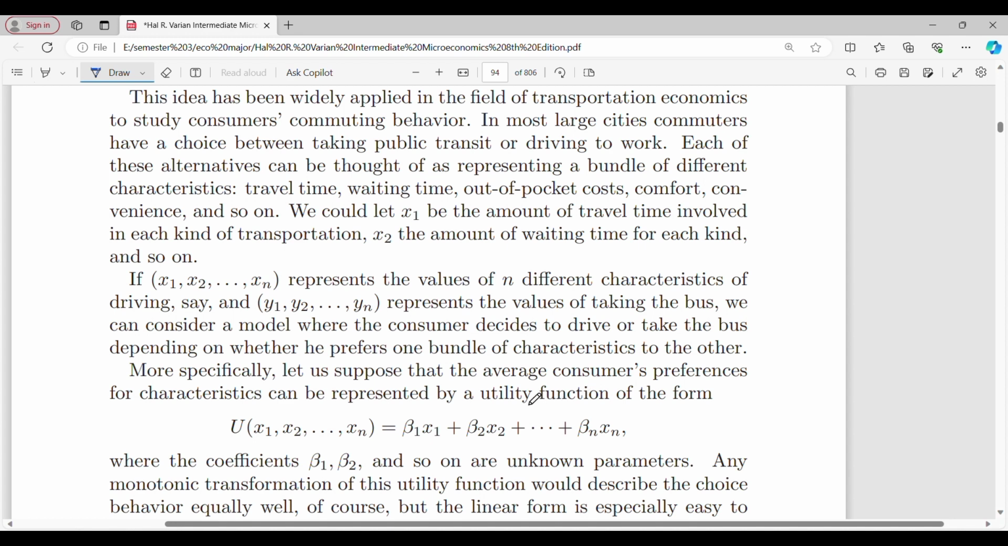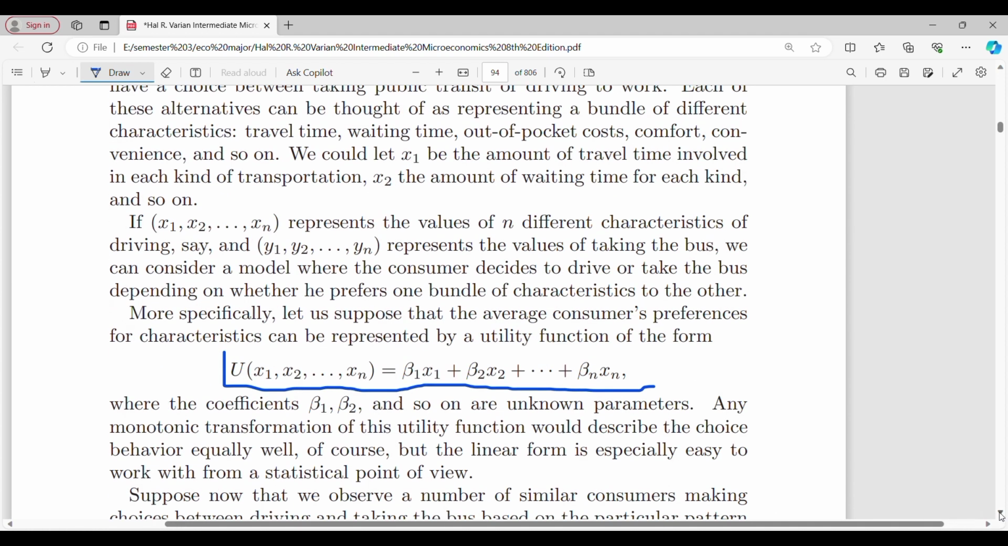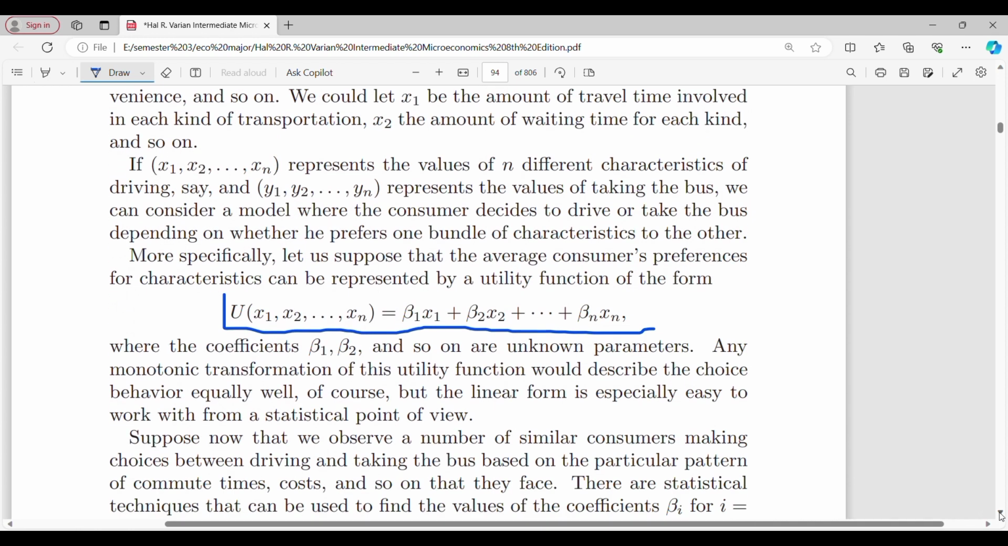So more specifically, let us suppose that the average consumer's preference for characteristics can be represented by a utility function of the form shown here. So the coefficients beta 1, beta 2 and so on are unknown parameters. Any monotonic transformation of this utility function would describe the choice behavior equally well, of course, but the linear form is especially easy to work with from a statistical point of view.